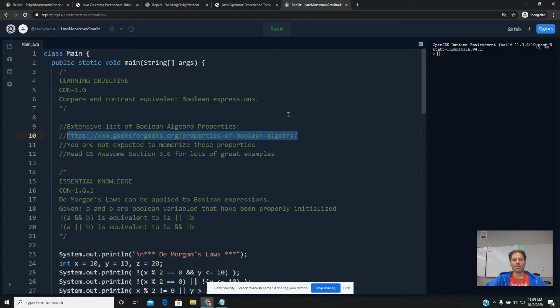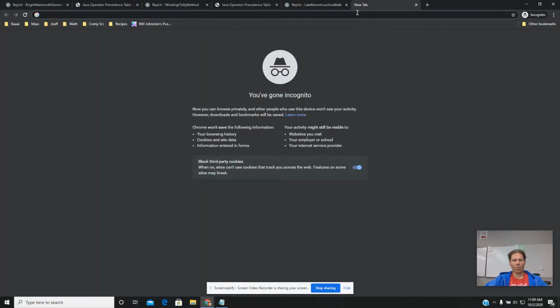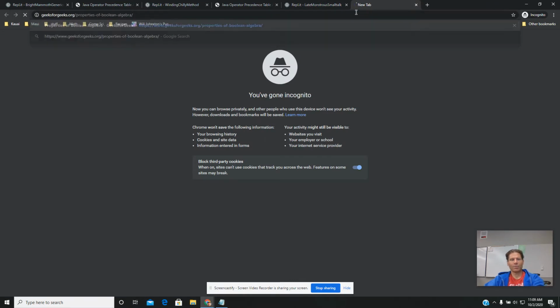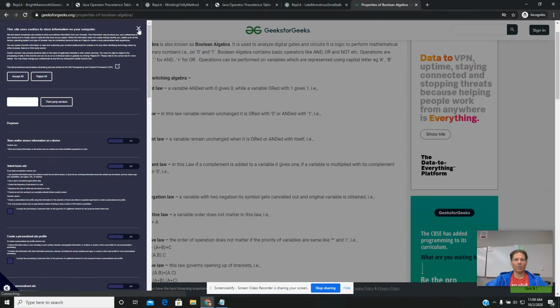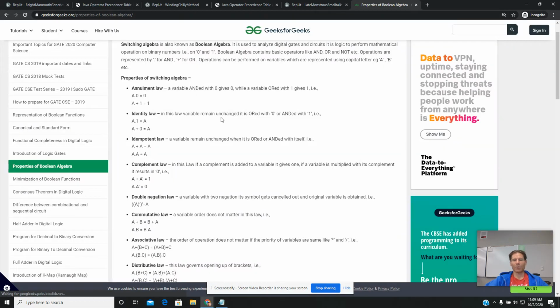This is a pretty good site. It's got a list of a lot of Boolean algebra properties. So, if you wanted to, you could look at this. You could dive a little deeper into this. Almost any site you go to is going to write these properties out differently. And what I mean by that is they're going to use different symbols and notations.